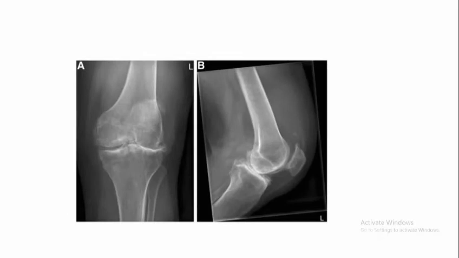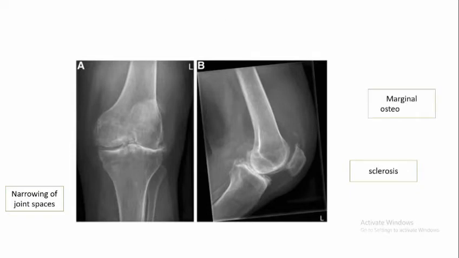Look at these two X-rays. The white shining area is called sclerosis, which occurs due to the femur and tibia touching each other. There is also loss of joint spaces. Degenerative changes indicate osteophyte, which are abnormal bony formations.